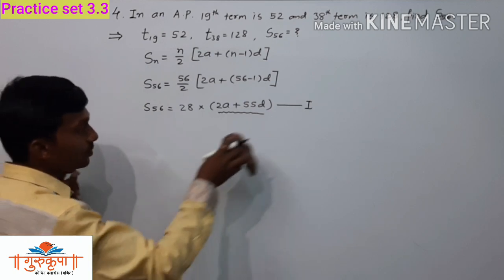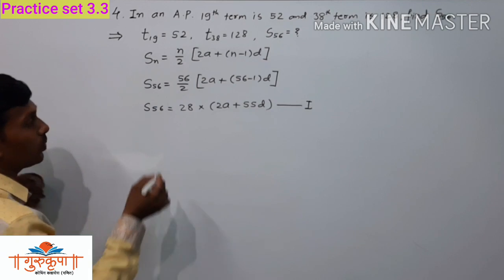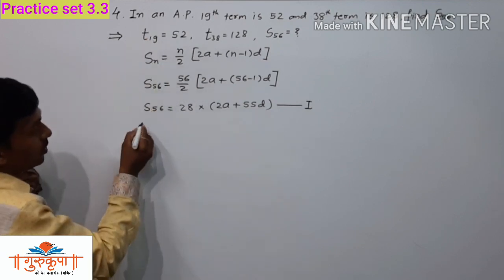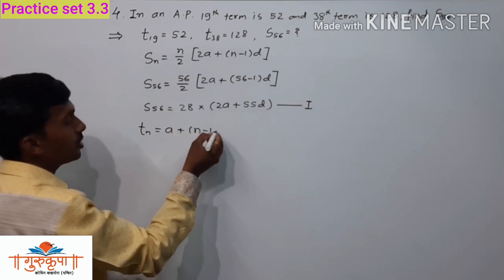So now we have to find the value of 2a plus 55d. How to find that value? So first of all, we will write here Tn is equal to a plus n minus 1 into d.